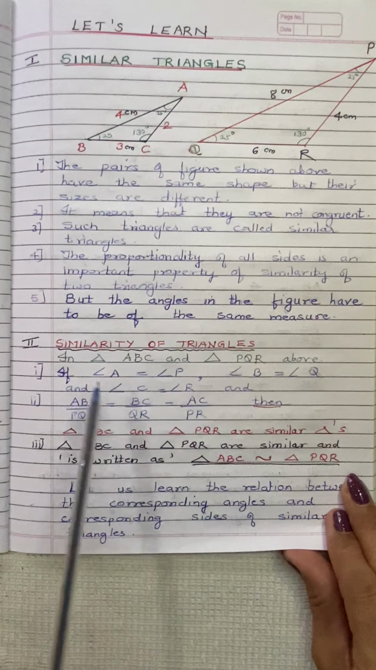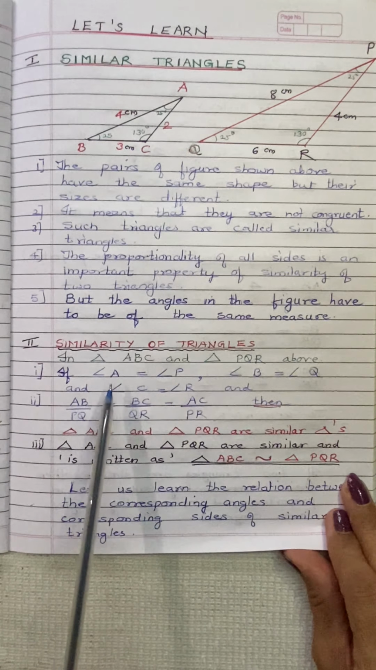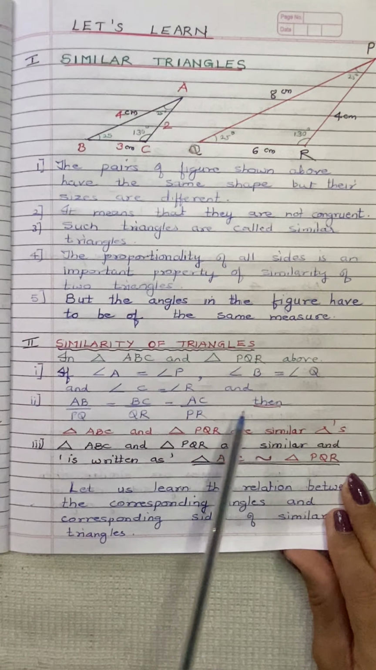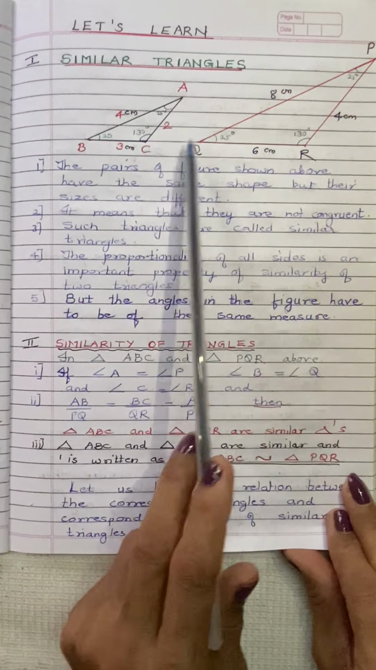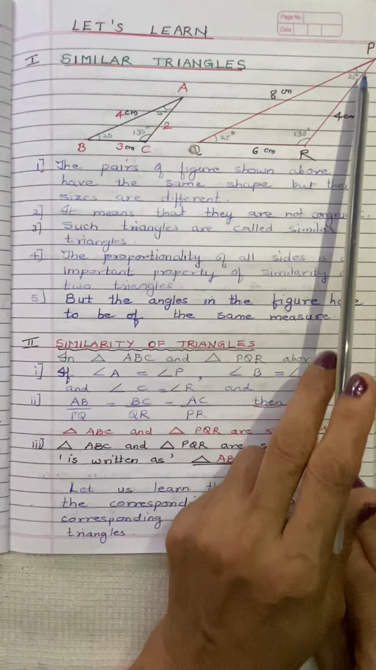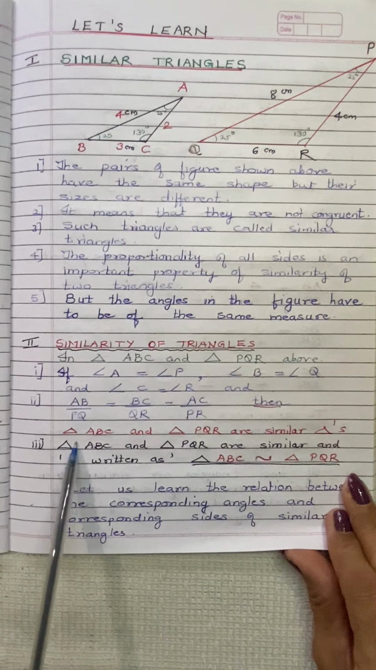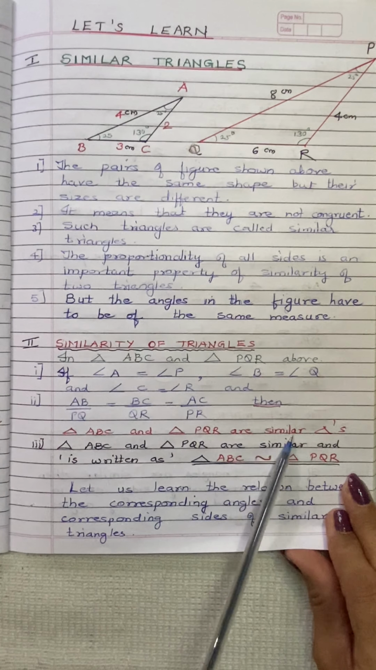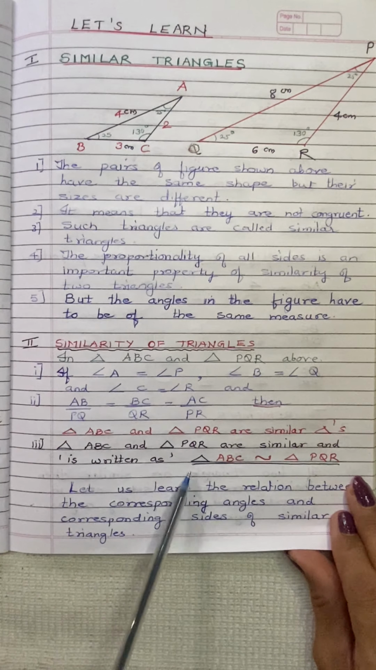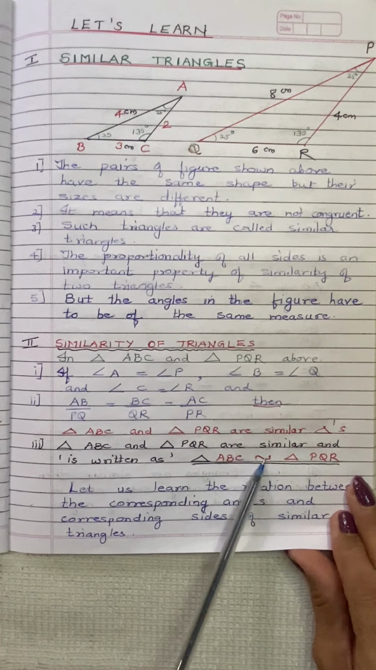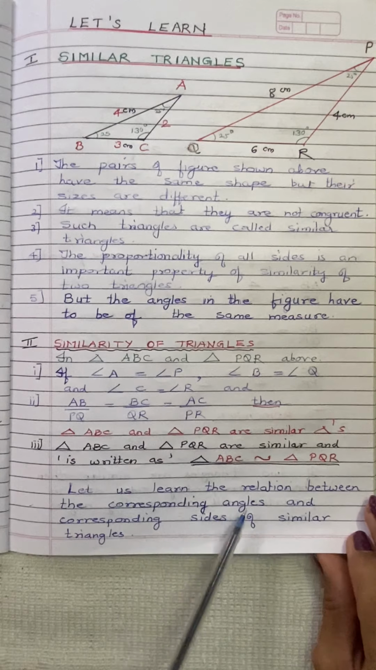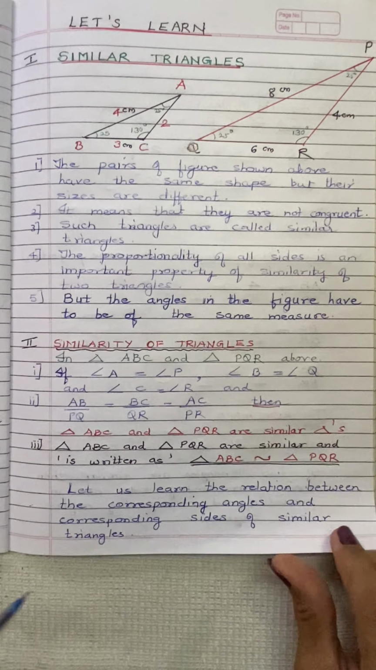Now similarity of triangles: in triangle ABC and PQR, angle A is equal to P, angle B is equal to Q, and angle C is equal to R. And AB upon PQ is equal to BC upon QR and is equal to AC upon PR. Then triangle ABC and triangle PQR are similar triangles. This is written as triangle ABC is similar to triangle PQR, and this is the sign of similar triangles. Now let us learn the relation between the corresponding angles and corresponding sides of the similar triangles.